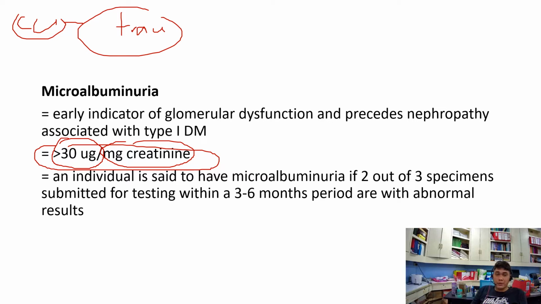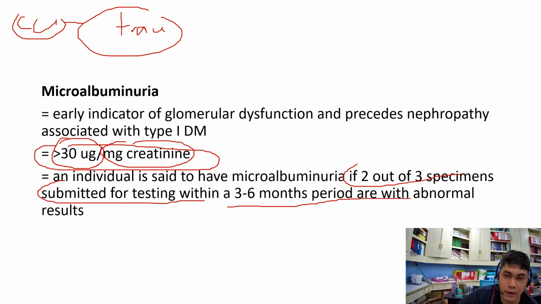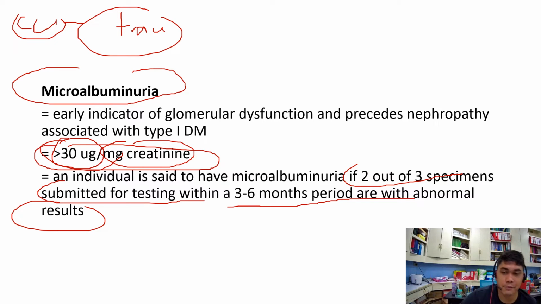of microalbuminuria. An individual is said to have microalbuminuria if 2 out of 3 specimens submitted for testing within a 3 to 6 month period have abnormal results, meaning greater than 30 microgram per milligram creatinine. So that's for microalbuminuria. And remember, microalbuminuria is an early indicator of glomerular dysfunction.